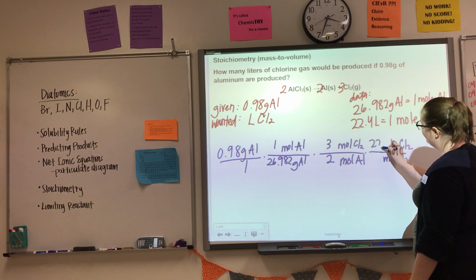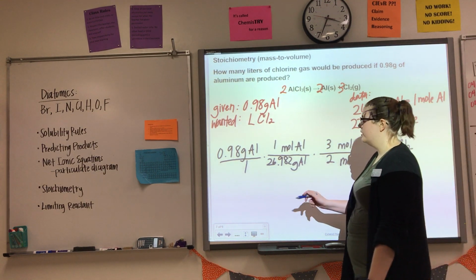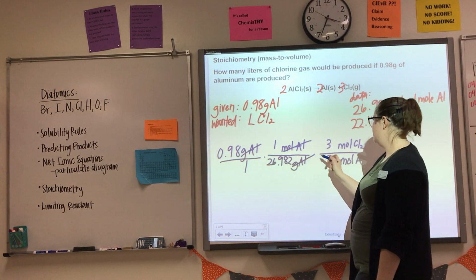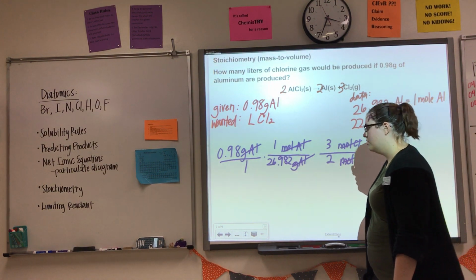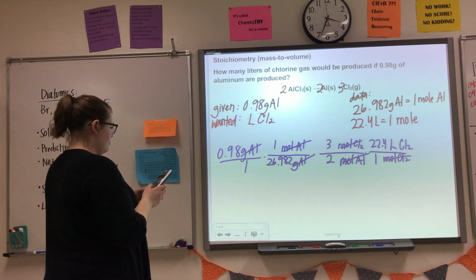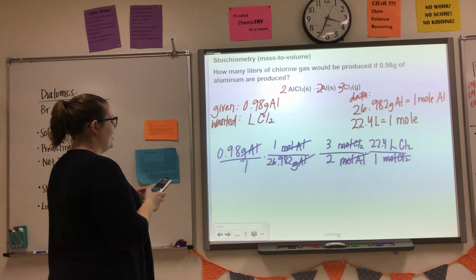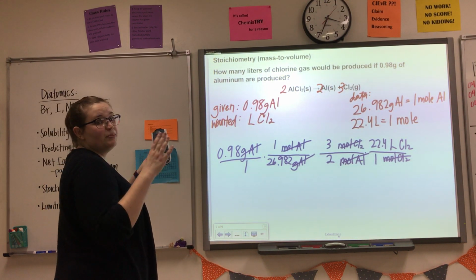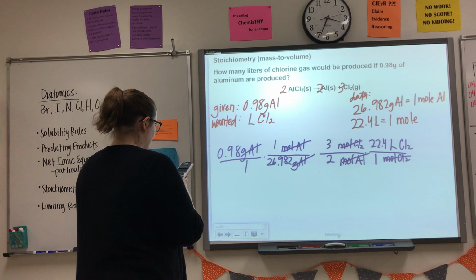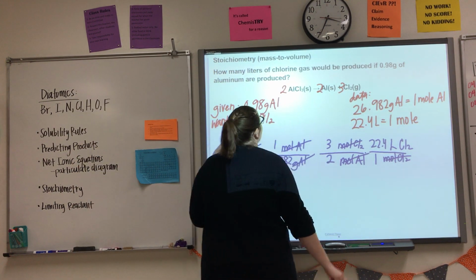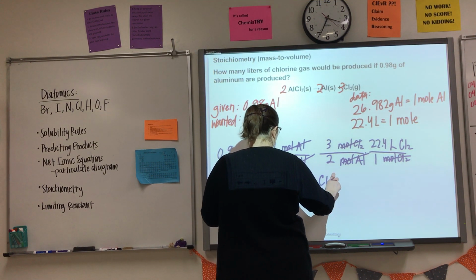Okay, 22.4 liters is equal to 1 mole of the same gas at STP, and we went ahead and assumed it was at STP. Grams, grams, moles, moles, moles, moles, and I end up with liters of Cl2, which was in fact my wanted. Everything on top multiplied together, 0.98 times 3 times 22.4. I'm going to divide that by 26.982 times 2, and I put that in parentheses so I don't get a weird answer. I started out with 2 significant figures, so I'm going to end with 2 significant figures, and I get 1.2 liters of Cl2.